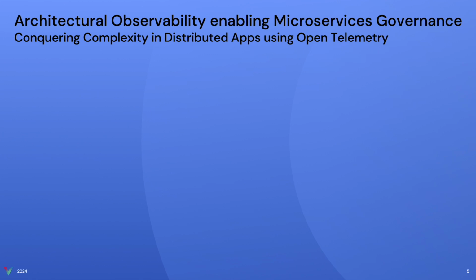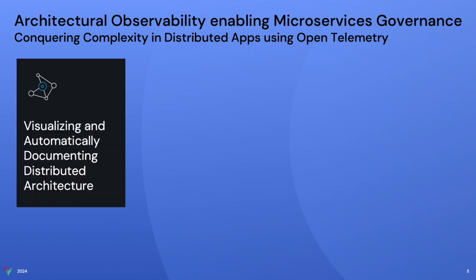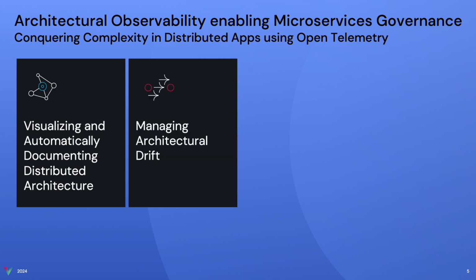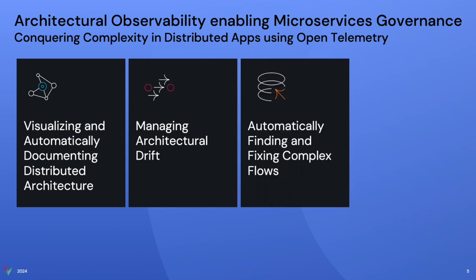This product helps conquer complexity in distributed apps using OpenTelemetry. The product has four main capabilities that support microservices governance. First, it visualizes and automatically documents the architecture and generates sequence diagrams for every flow in the system. Second, it allows the user to see how the architecture is drifting from release to release and see the impact that any change has on other services or resources in the system.